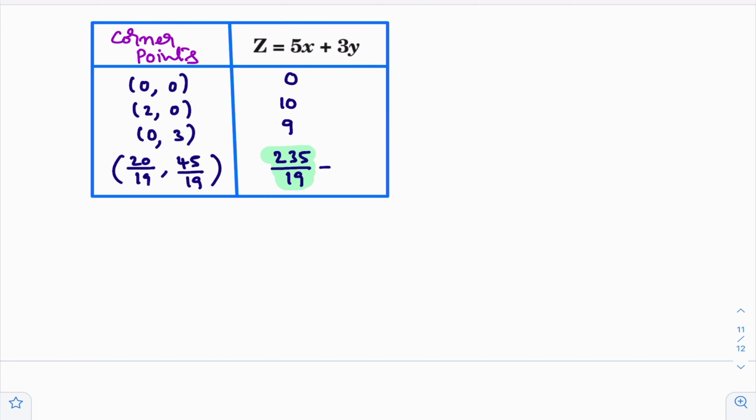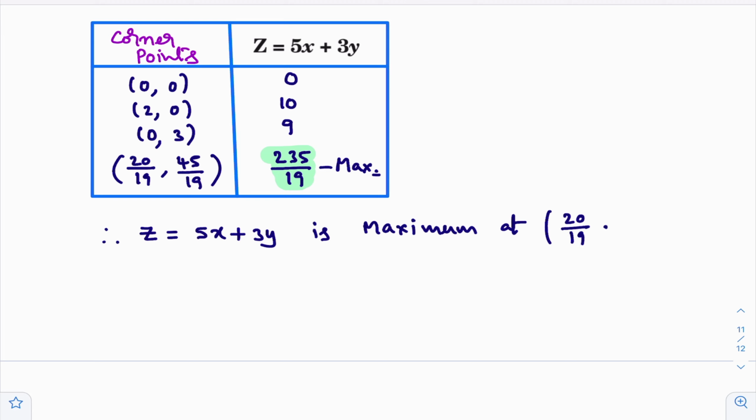As they are asking to maximize and the feasible region is bounded, we can conclude here. If the feasible region is unbounded, we cannot conclude here. That we will do when we do unbounded feasible region problems. Now, what is the conclusion I can give? Therefore, the objective function z equal to 5x plus 3y is maximum at the point (20/19, 45/19), and the maximum value is 235 divided by 19.